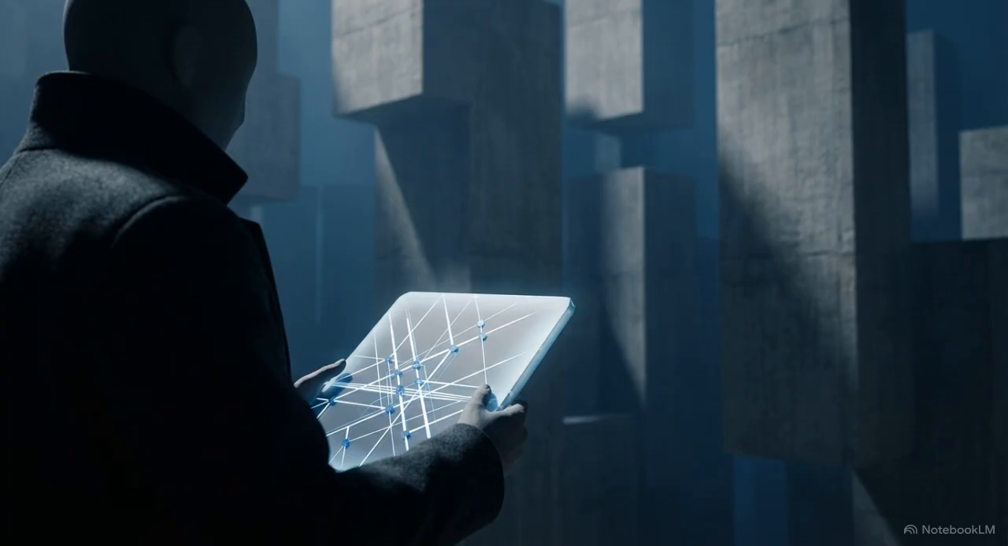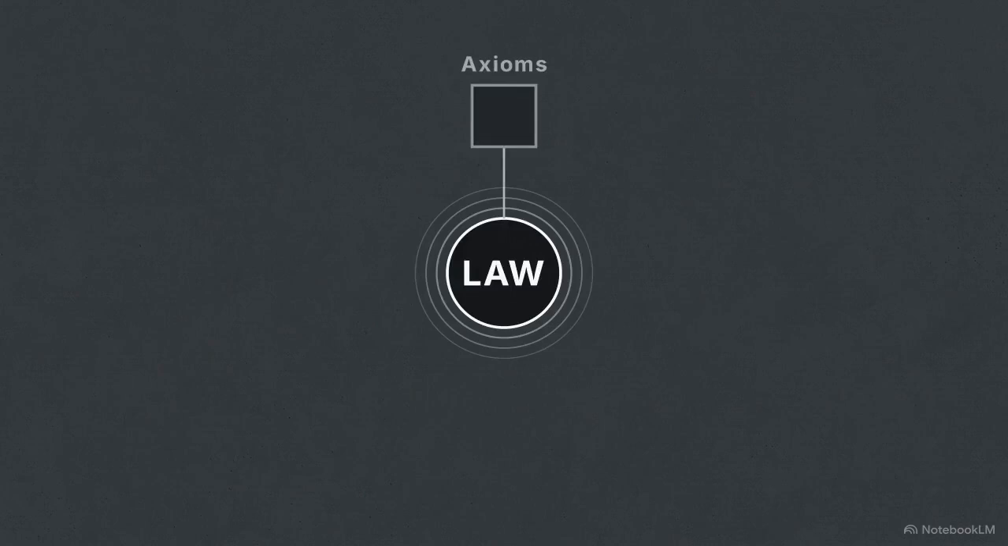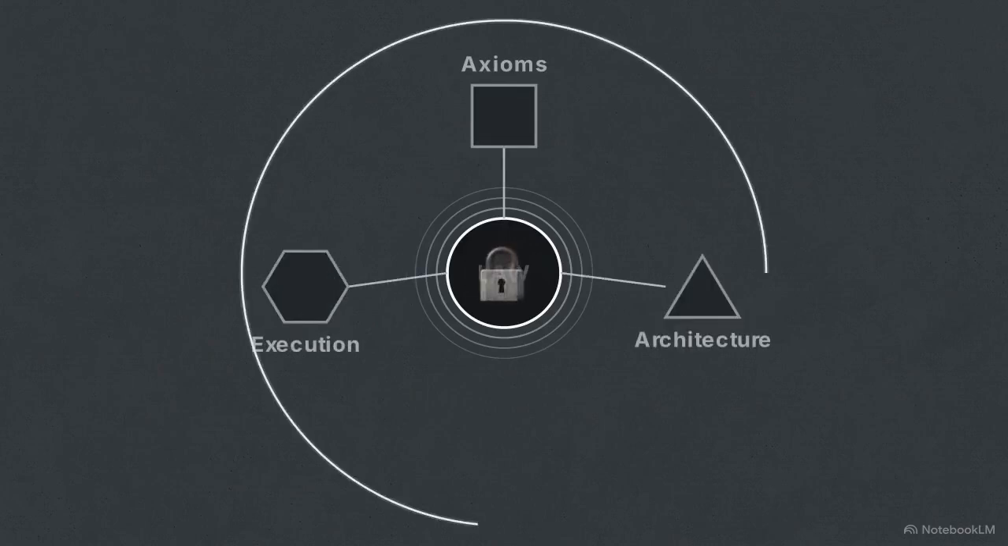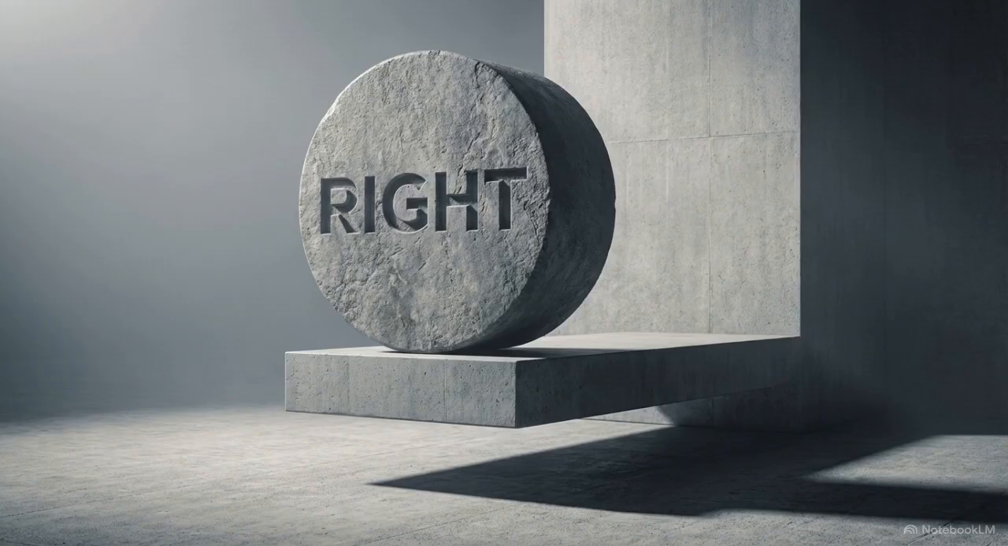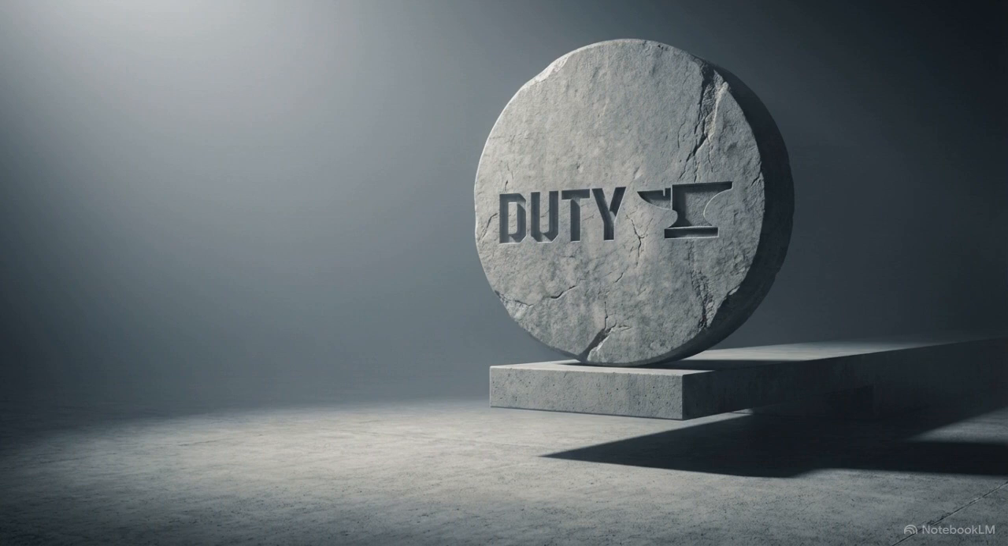Understanding this operating system is a prerequisite for anyone navigating modern society. Today, we will map out the core axioms, the typological architecture, and the mechanical execution cycle of this system. The elemental physics of law rely on a strict binary constraint: correlative rights and duties. One cannot exist without the other.